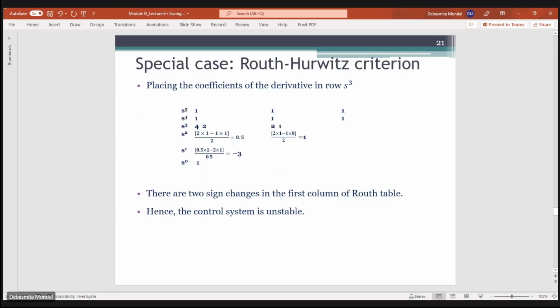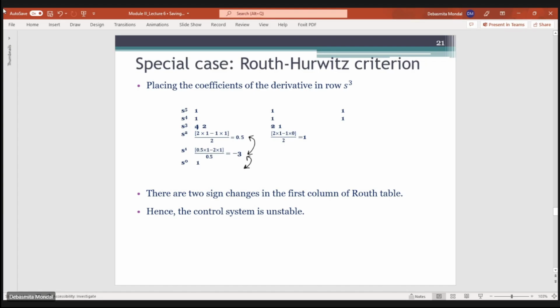Okay, so now you have 4 over here, 2 over here. You can again simplify, so this will become 2, this will become 1, and then you complete the Routh array. Once you have completed the Routh array, now you see that there are 2 sign changes. From 0.5, you have a sign change over here. It goes to -3, and from -3, it is going to +1. So there are 2 sign changes in the first column of the Routh table. So you can say that the system is unstable.